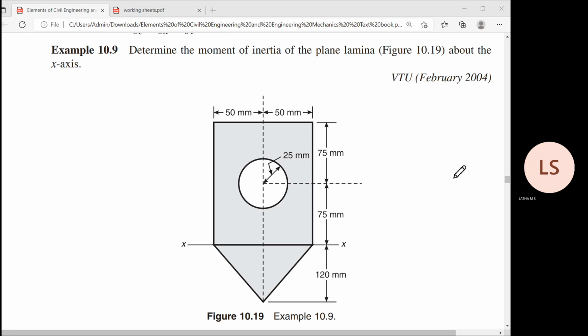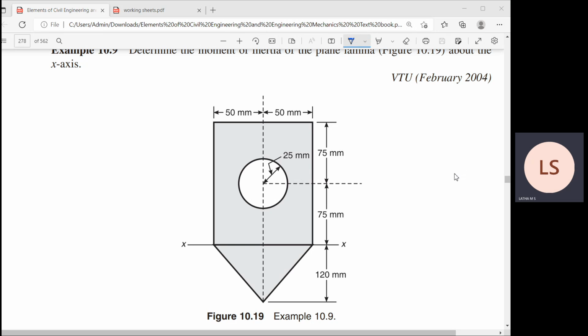Welcome back, students. Today we'll be starting with the problems on moment of inertia. This is a very important problem. As you can see, it has been repeatedly asked in the question paper, that was a long time back in 2004. But the concept of moment of inertia is very well explained in this problem.